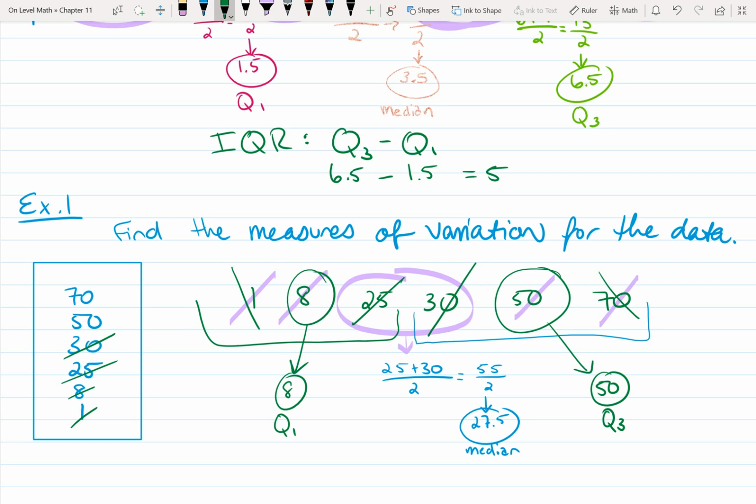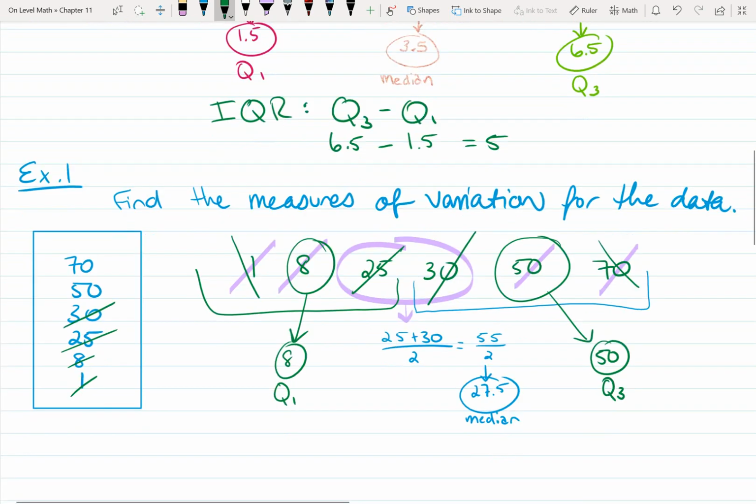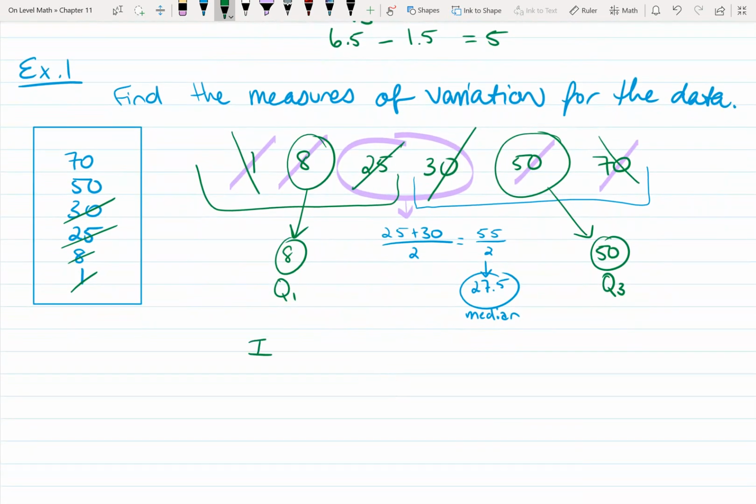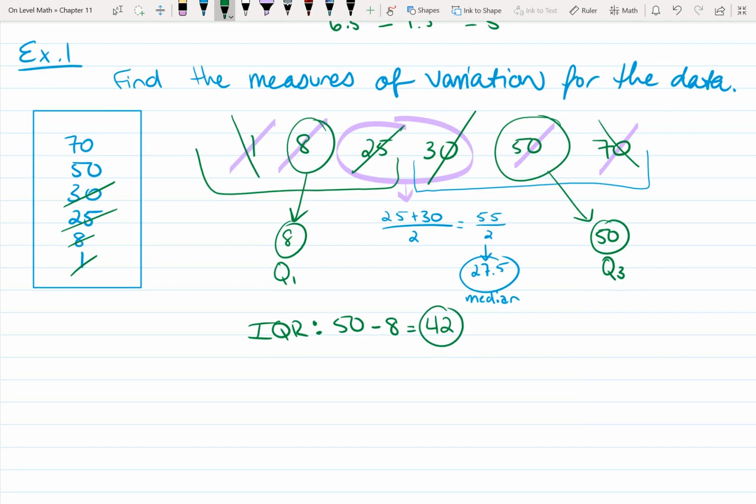So it's very quick when it's numbers like this and you don't have to add and then divide by 2. Now my interquartile range, which is quartile 3, so 50, minus quartile 1, 8. So we get 42. Quick and simple, that's all you need to do.